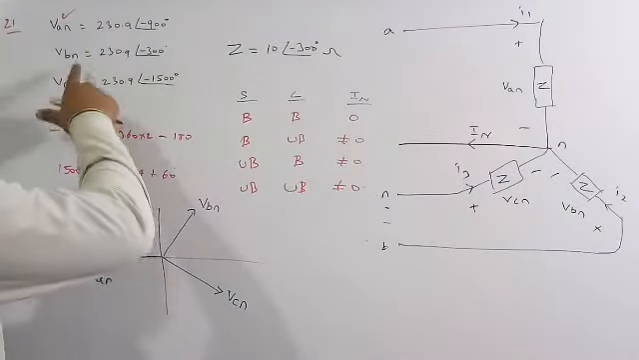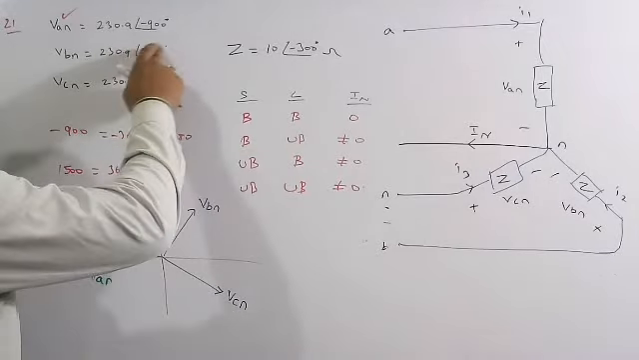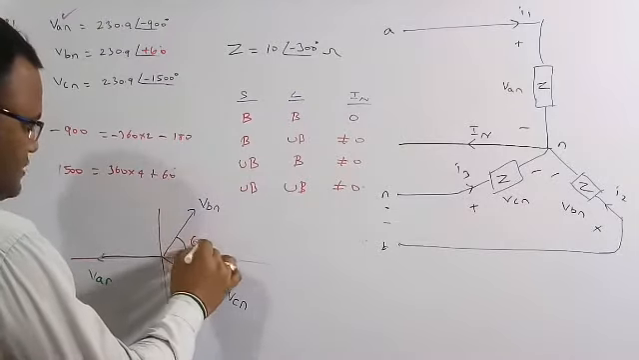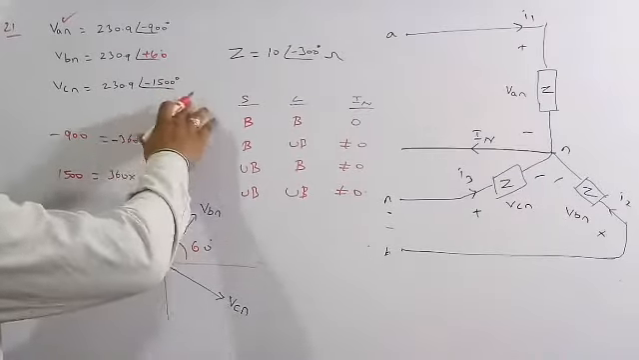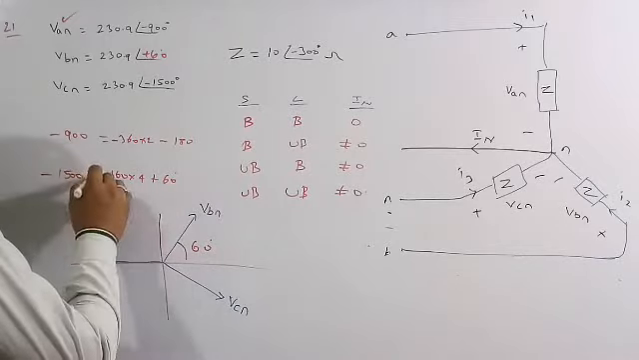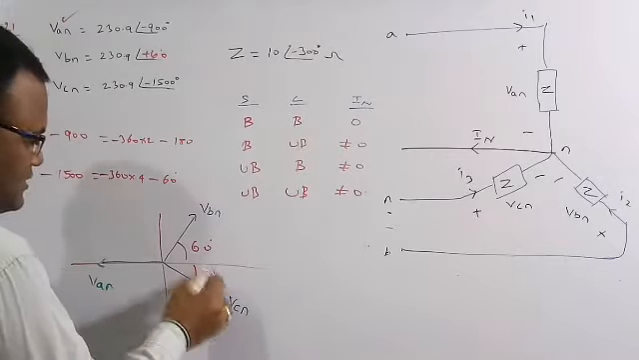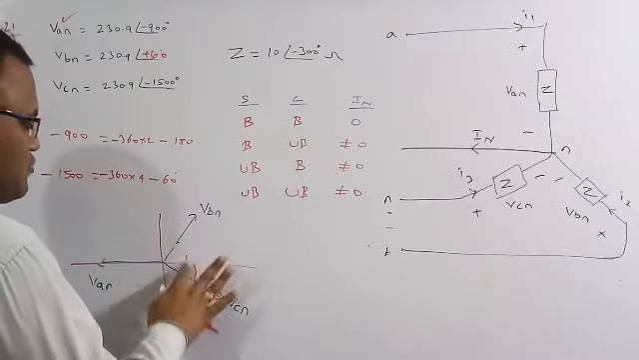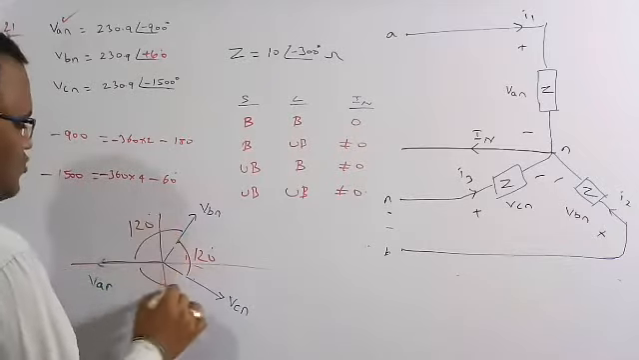Now VBN is equal to 230.9 at an angle of minus 300. Minus 300 is nothing but in the clockwise, it is plus 60. So this is plus 60, this is VBN. And similarly VCN is equal to 230.9 at an angle of minus 1500. 1500 degree is equal to 360 into 4 plus 60. So keep minus here also, so minus 60. So this is minus 60. So the angle total is 120. So the angle between VAN and VBN is equal to 120. And similarly this is also 120, and similarly this is also 120.